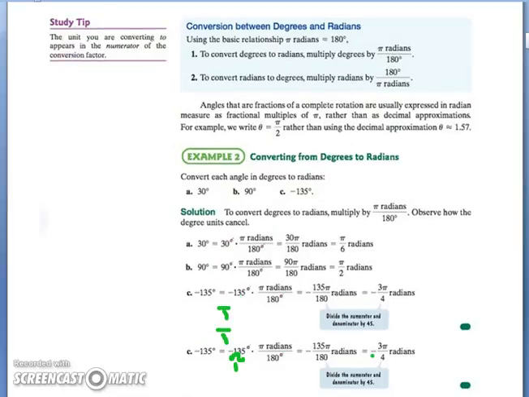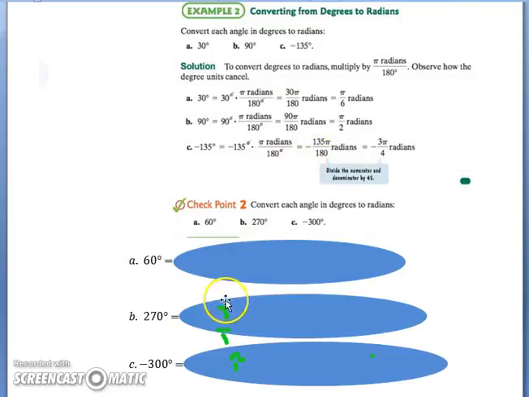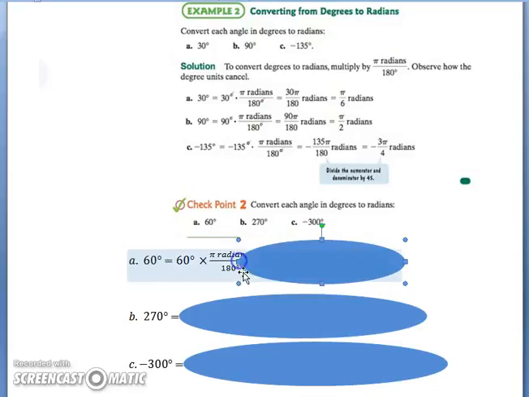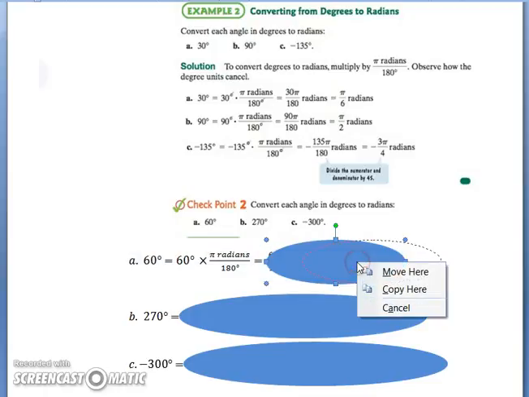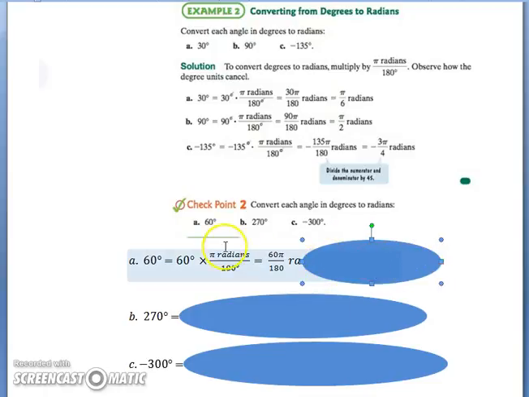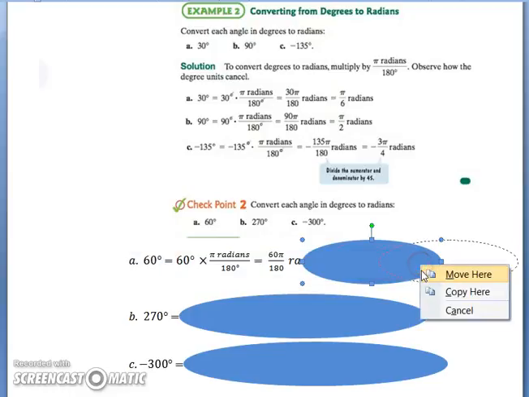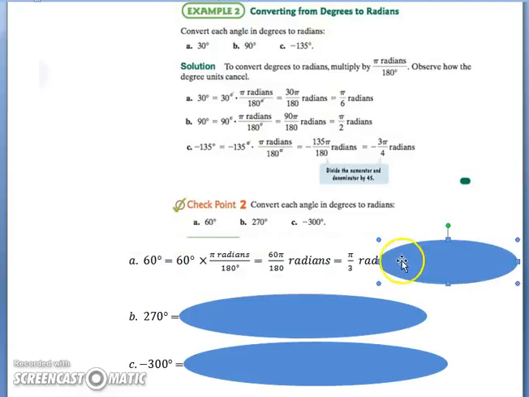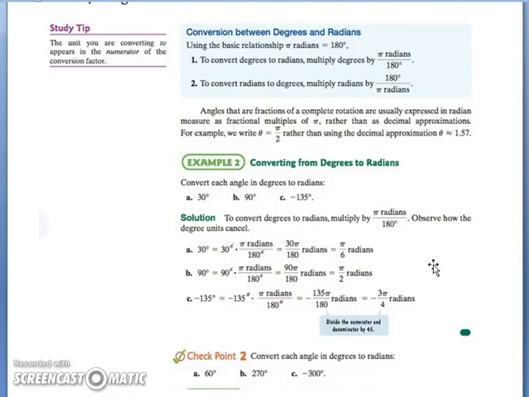So let's move down here. We're going to do the exact same thing for all of these. If it's 60 degrees and we want to go to radians, we're going to take that 60 degrees and multiply it by pi over 180. 60 degrees is 60 over 1, which becomes 60 pi over 180. And again, the degree marks get to go away. 60 goes into 180 3 times, so that becomes pi over 3 radians.